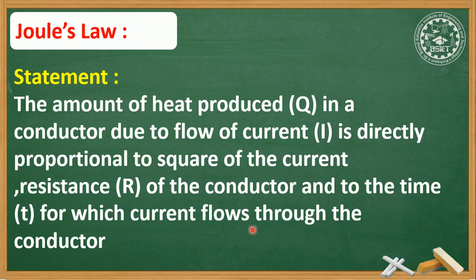Now Joule's law tells us how much quantity of heat is produced and which factors affect it. Which are the factors which affect the production of heat, or production of heat is dependent on how many factors or which factors.